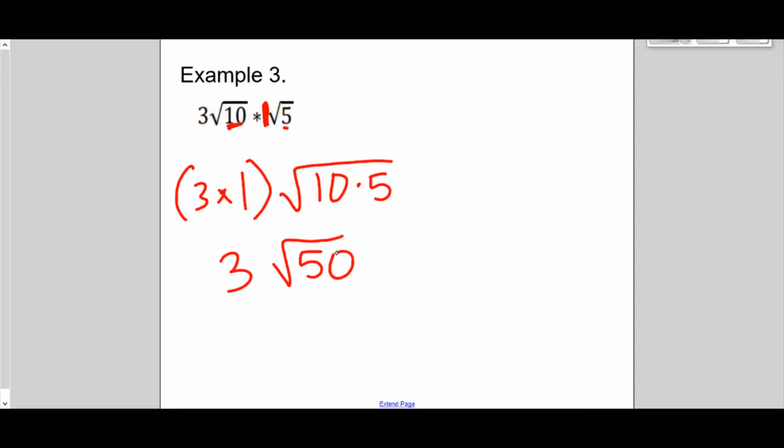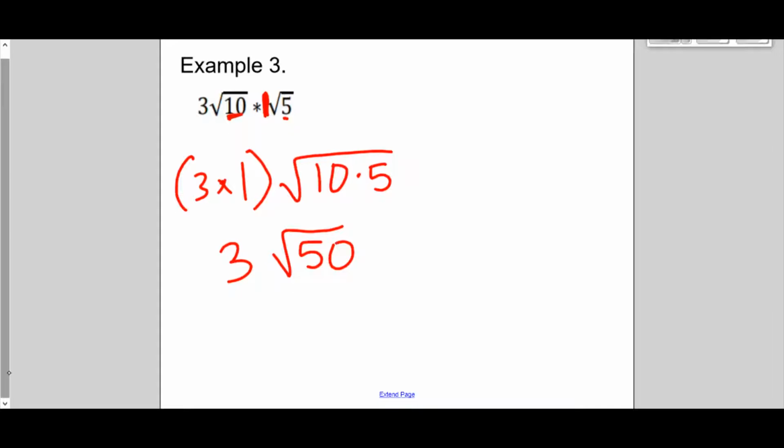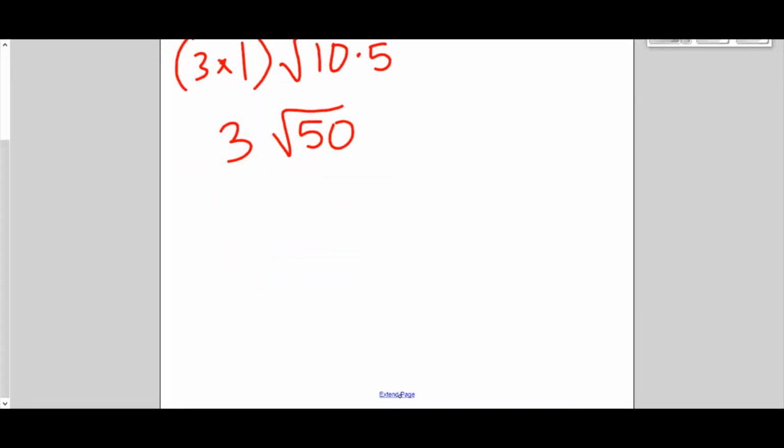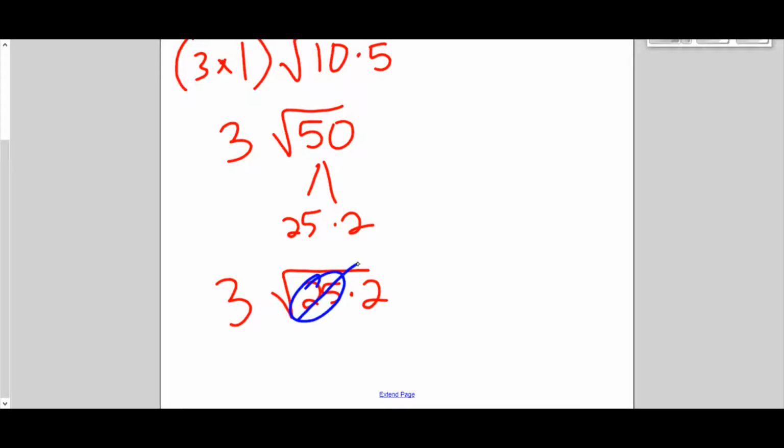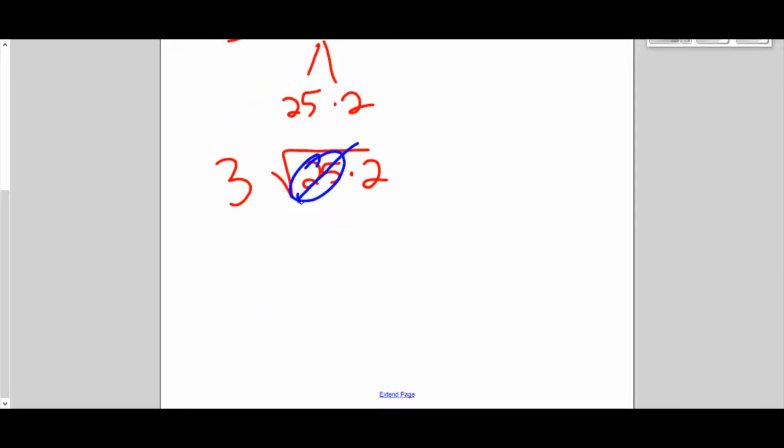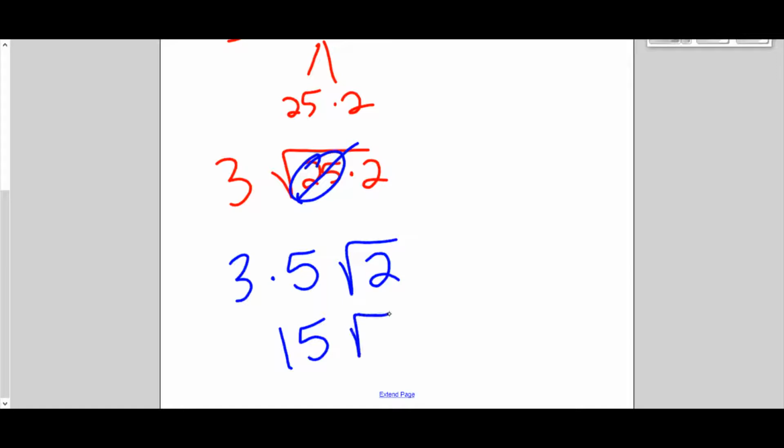But can we reduce 50? Hopefully you can see that you can reduce that to 25 times 2. So this would be 3 times the square root of 25 times 2. And 25 is your perfect square, so I'm going to move it outside the radical. It's going to be 3 times 5 square root of 2. 3 times 5 is 15, square root of 2. So that's your answer for that one.